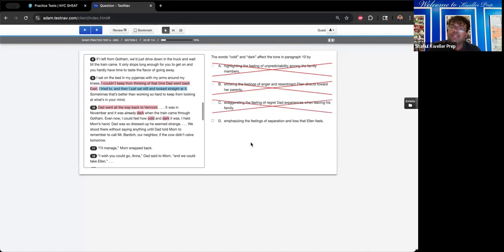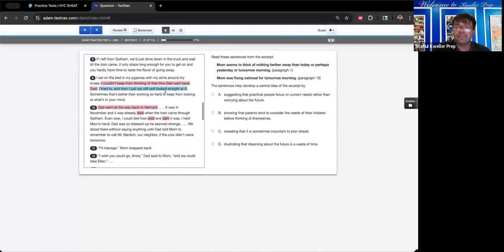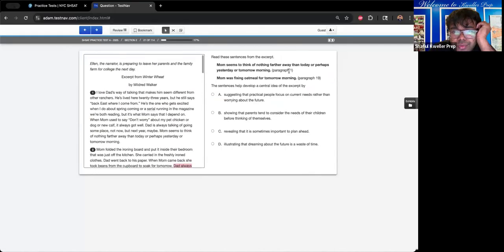So this just leaves us with D, emphasizing the feelings of separation and loss that Ellen feels. This is pretty good. I like this because separation and loss directly connect with cold and dark. This is how she feels, lonely that her dad wasn't there. So it should just be D. Okay, let's do the next one. Read those same sentences from the excerpt. Mom seems to think of nothing farther away than today or perhaps yesterday or tomorrow morning.